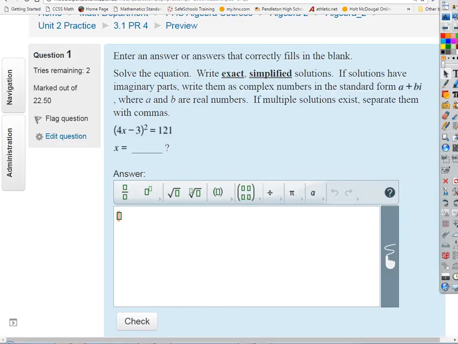Okay, these are the video solutions for 3.1 practice number 4. 3.1 was a doozy. Lots of stuff to learn here. So same kind of stuff, just an extension of what we were doing in practice 3.